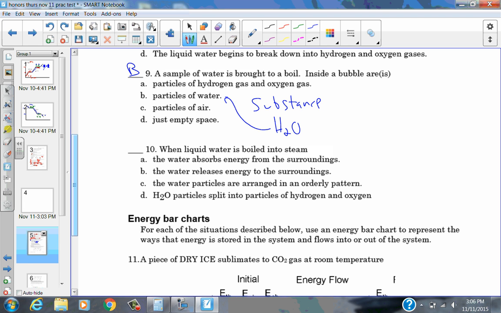When liquid water is boiled into steam, does the water absorb energy from the surroundings? Well, it's got to get that energy from somewhere, even the Bunsen burner. I'm liking that so far. The water releases energy to the surroundings. If it released it, it would cool off. The water particles are arranged in an orderly pattern. No, that would be a solid, and we're already way up into where they're bouncing around and bouncing off the ceiling. H2O particles split. They keep hinting at this idea that particles can split, but nothing has been discussed of that. A is our best answer.